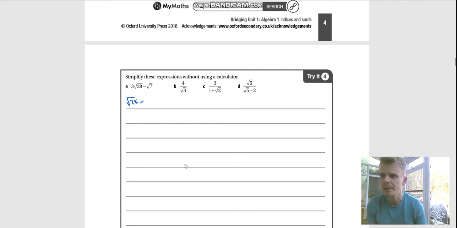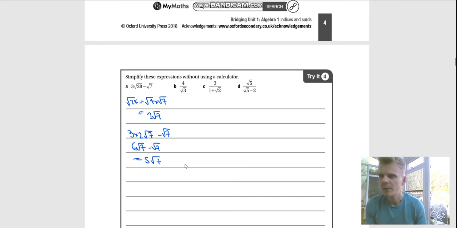So root 28, you can separate into its factor pairs as root 4 times root 7, and that's quite nice because root 4 is a square number that we know the answer to, so that gives us 2 root 7. So now we've got 3 times 2 root 7 minus root 7. 3 times 2 is 6, so we've got 6 lots of root 7 minus root 7, so in total we've got 5 lots of root 7.